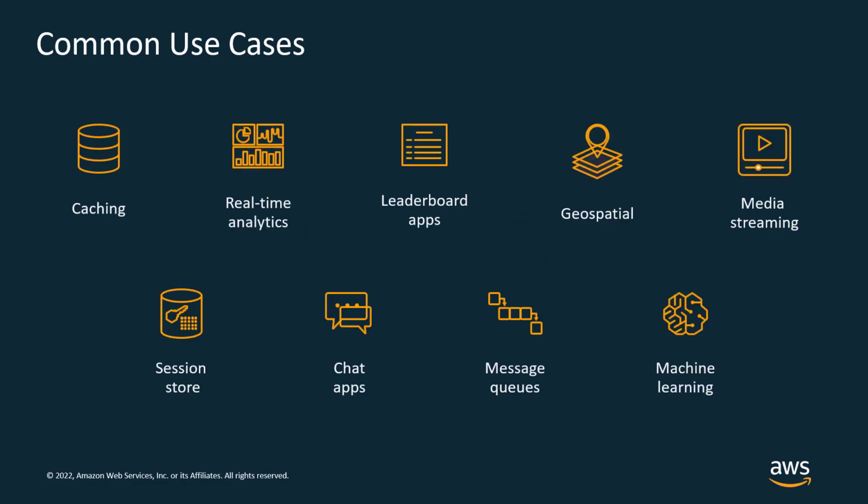So what are the use cases for ElastiCache? Well, the first one is the obvious one, which is caching, but real-time analytics is becoming more important. Gaming leaderboards are common, and geospatial data is great for applications that need to quickly find something at a nearby location. For example, ride-hailing companies depend on geospatial data to help their drivers and customers with location services. And then you've got things like media streaming, session stores, chat applications, message queues, and machine learning too.